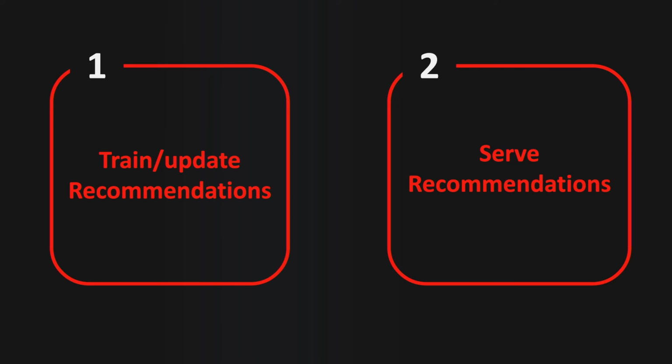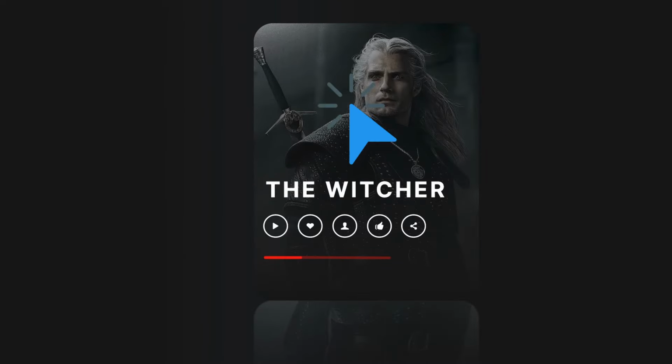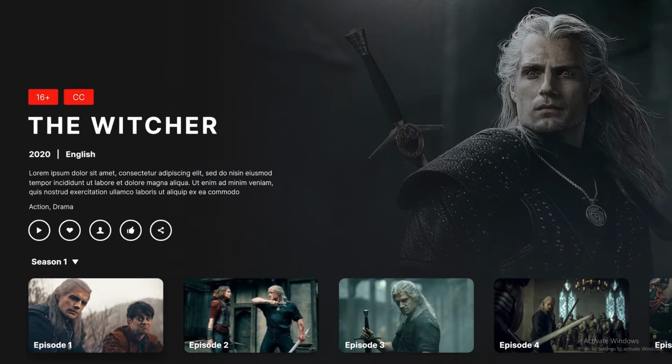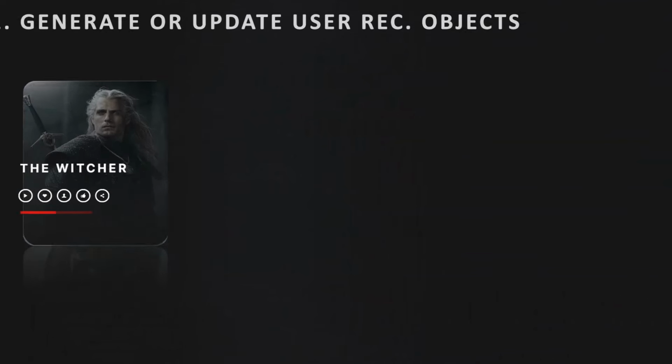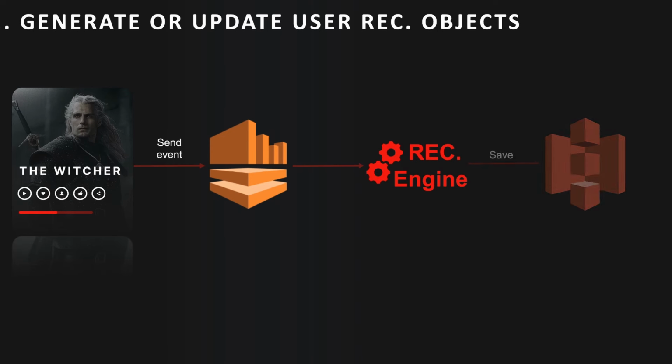Firstly, we update the recommendations almost instantly whenever a user interacts with an item. When a user does something, like clicking an item, the data is sent to our recommendation engine through a tool called Kinesis. The engine then updates or creates the user's recommendations and saves it to S3, which is just a cloud storage service where you can save and download files on the cloud.